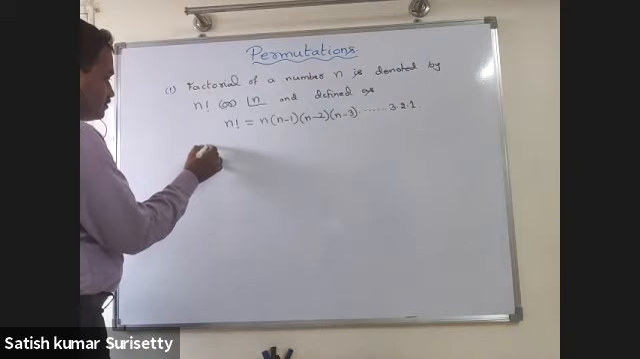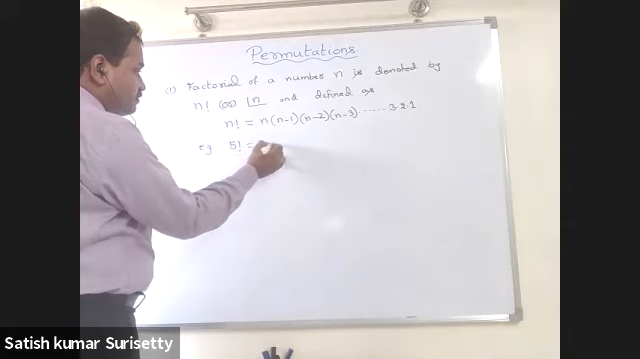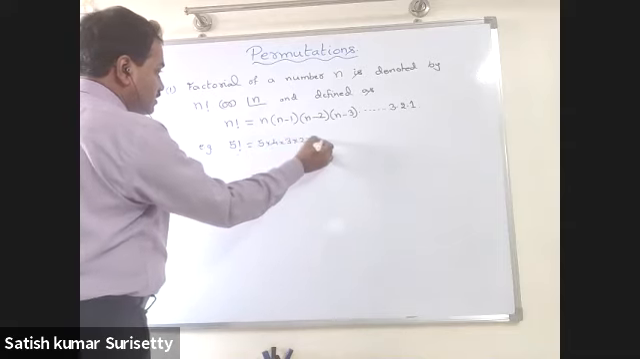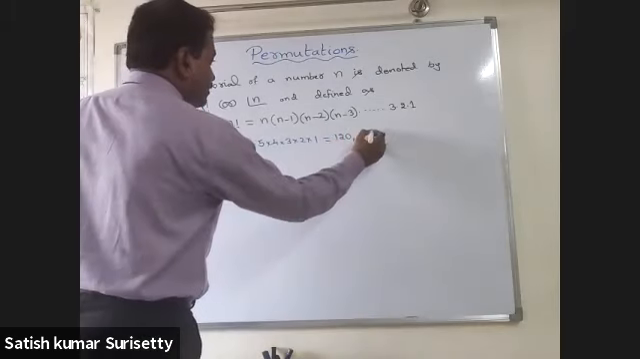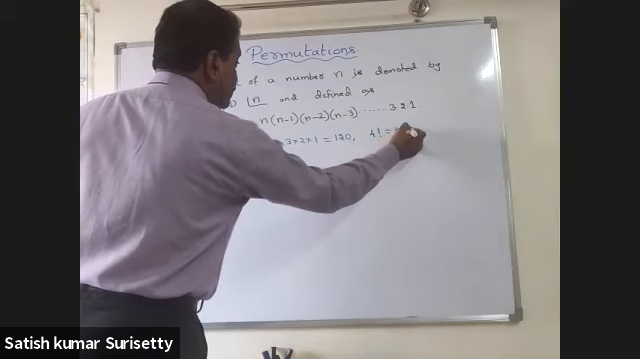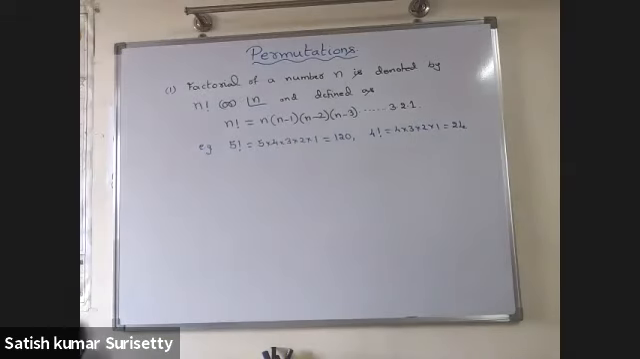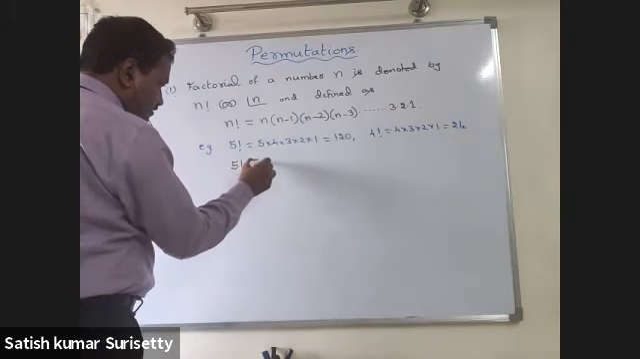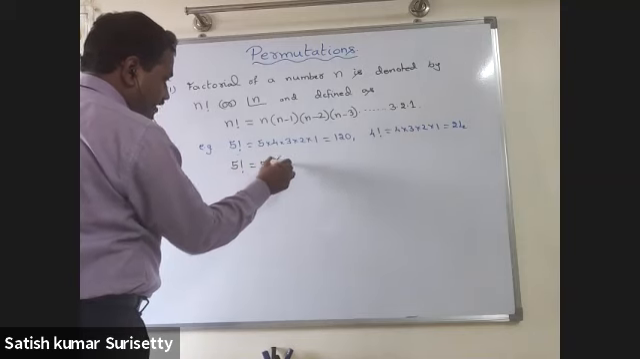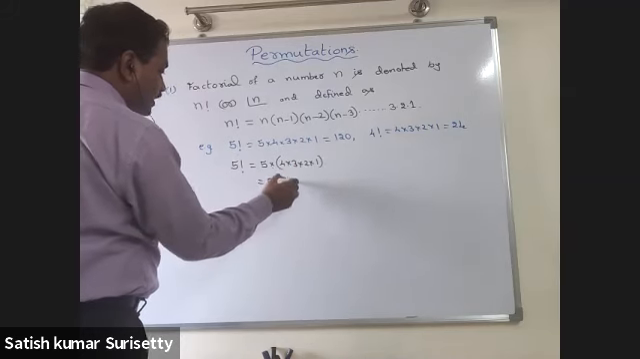Let us take an example. 5 factorial equals 5 into 4 into 3 into 2 into 1, that is 120. 4 factorial is 4 into 3 into 2 into 1, which is 24. This 5 factorial I can also write as 5 into 4 factorial, that is 5 into (4 into 3 into 2 into 1).